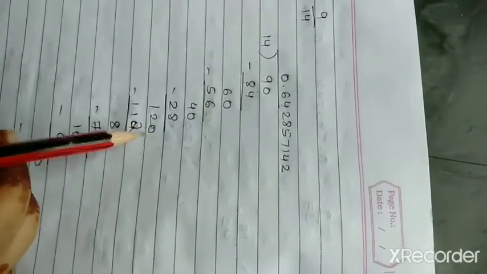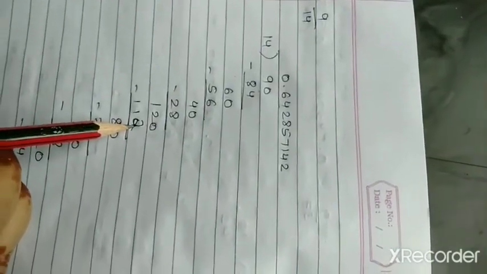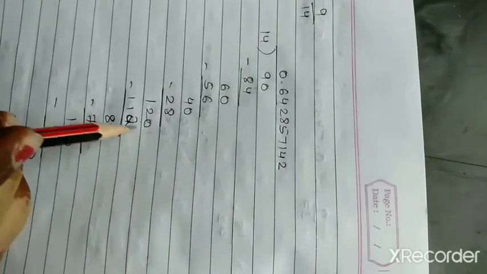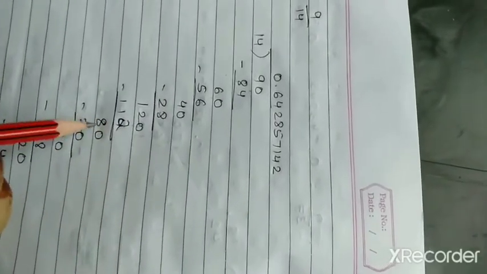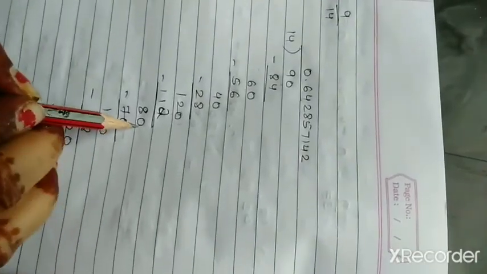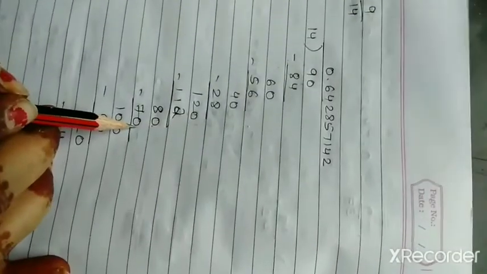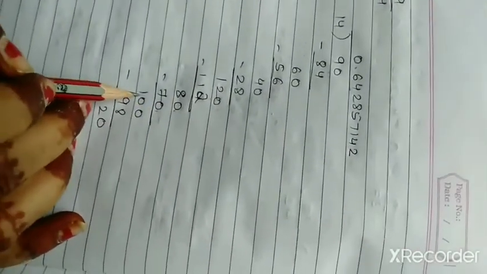Again adding a 0, this becomes 120. 14 8s are 112. On subtracting 120 and 112, we get 8. Again adding a 0, 80. This becomes 80. 14 5s are 70. On subtracting 80 minus 70, we get 10.